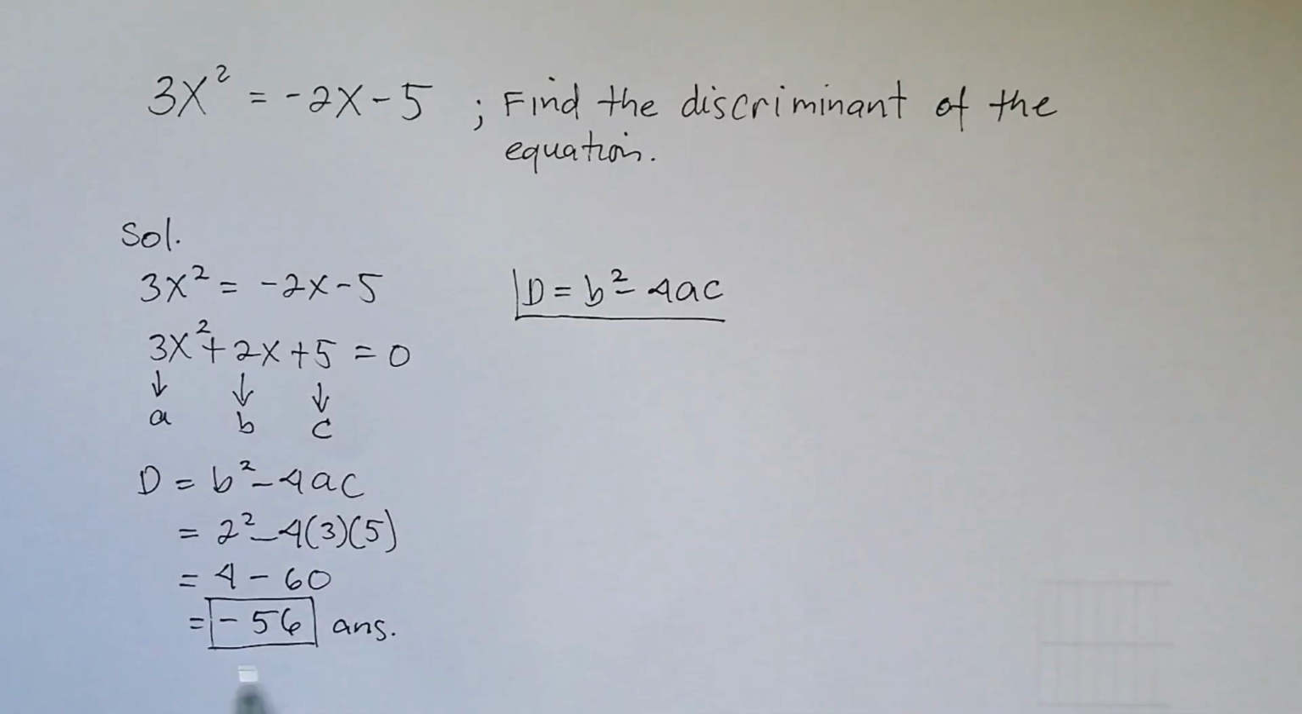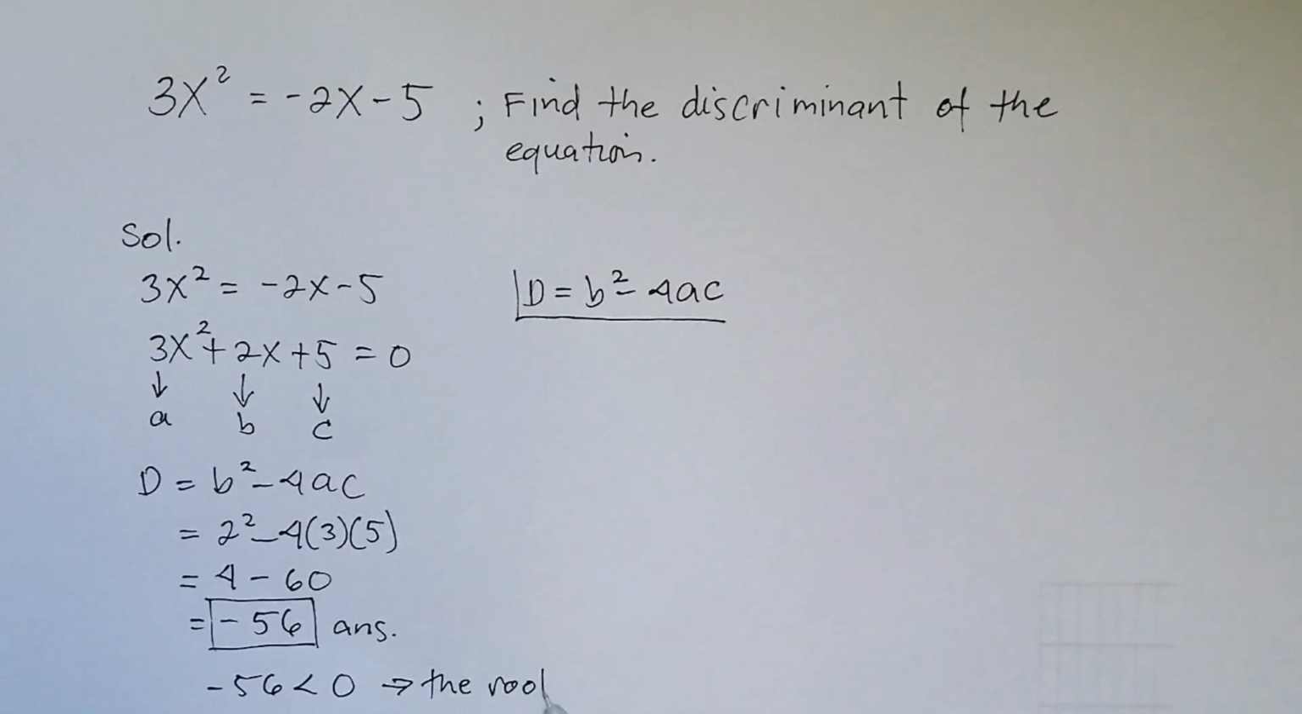Since the value of discriminant is negative 56, this means that negative 56 is less than 0. Therefore, negative 56 is the root of the given equation 3x to the power of 2 equals negative 2x minus 5.